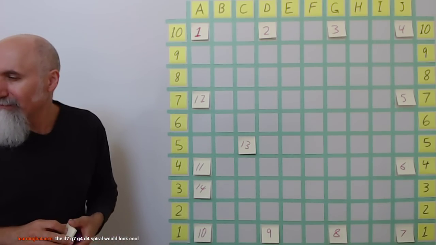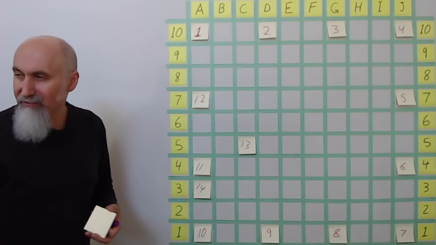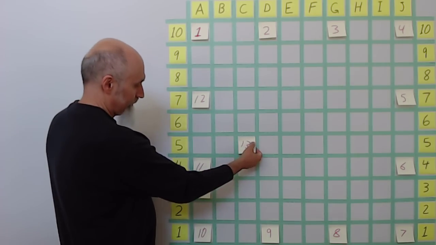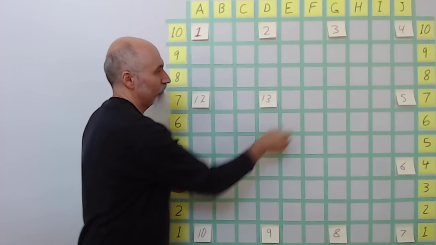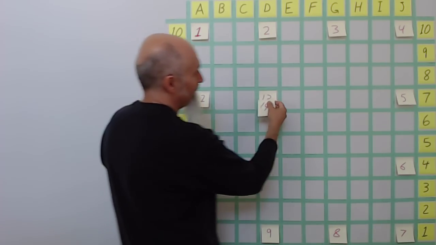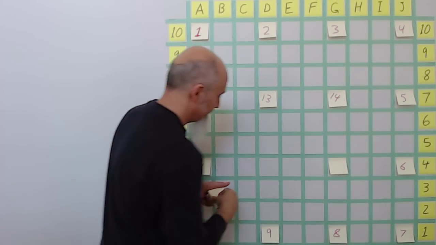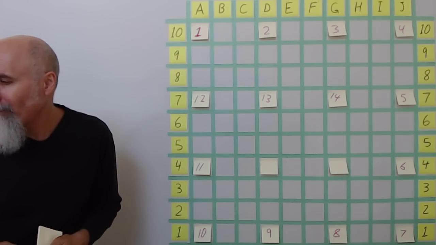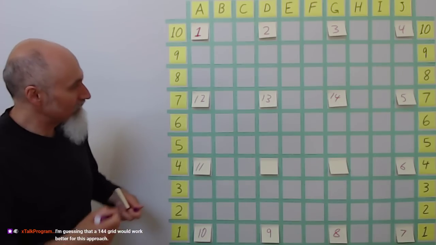The G7 spiral would look cool. Okay, let's see this. D7. Okay, let's take these back. So we want D7. G7, G4. Oh, this. Yeah, so you want this. Right? Mm-hmm. 15.